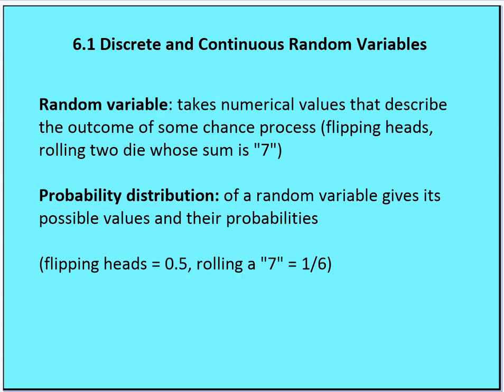And then you can talk about the probability distribution for rolling something other than a 7. So probability of rolling a 6, probability of rolling a 3, probability of rolling a 4, probability of rolling a 2. So that would be a probability distribution.